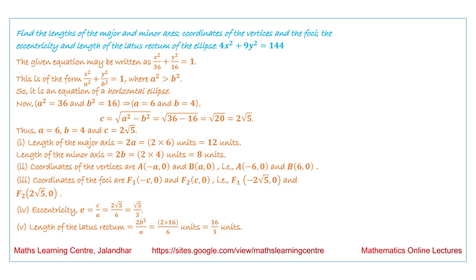Next question: find the length of major and minor axis, coordinates of the vertices and foci, eccentricity, and length of latus rectum of this ellipse. We can write it in the form, if we divide this whole equation by 144, we obtain x square by 36 plus y square by 16 is equal to 1. We have divided by 144 and written it in this standard form.